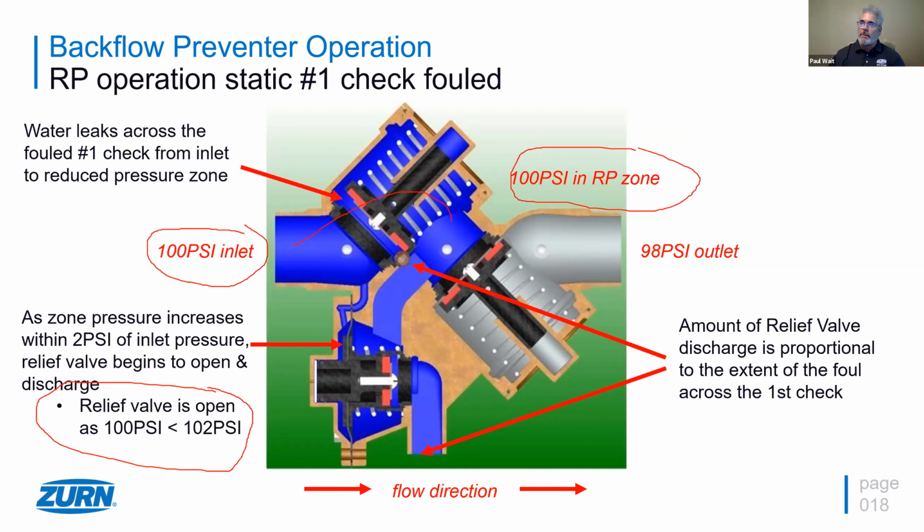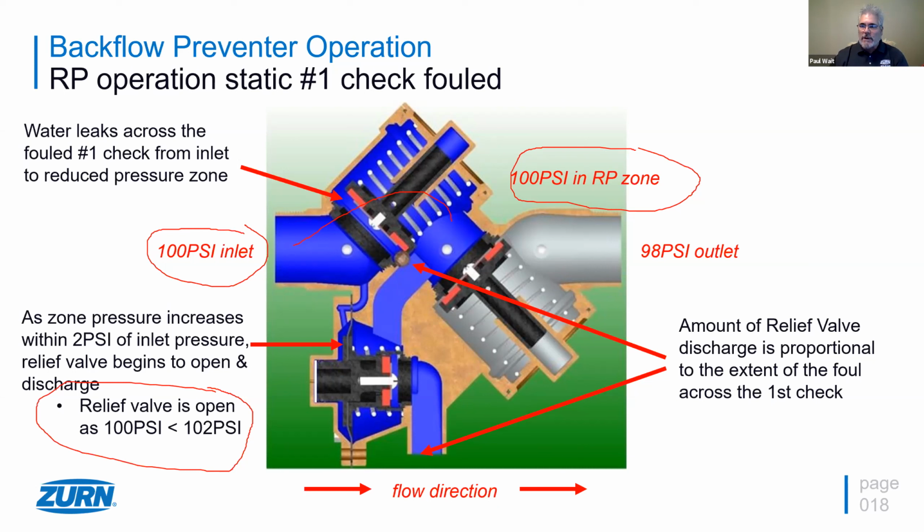It could be a problem with the poppet or the seal or the seat. It doesn't have to be a rock. It could be anything to do with this check that's causing some disruption to allow the high pressure to move across the number 1 check and put the high pressure into the zone. And when you add the 2-pound spring from the relief valve, you end up with the relief valve opening.